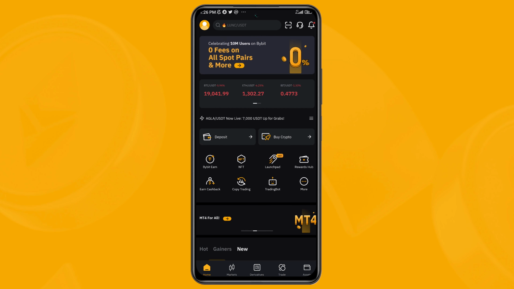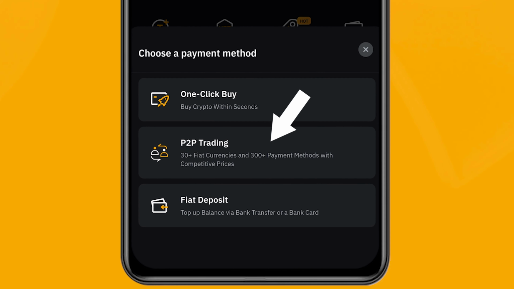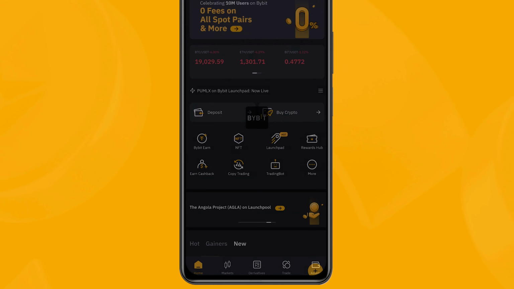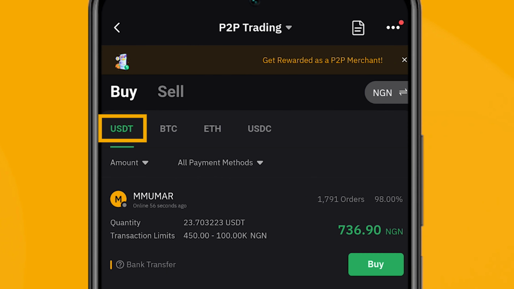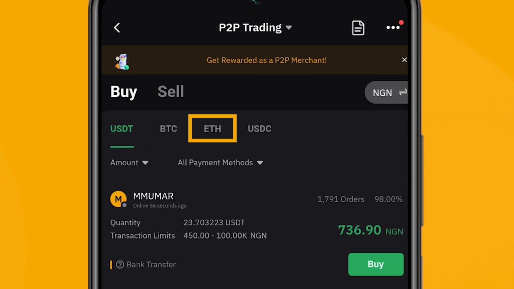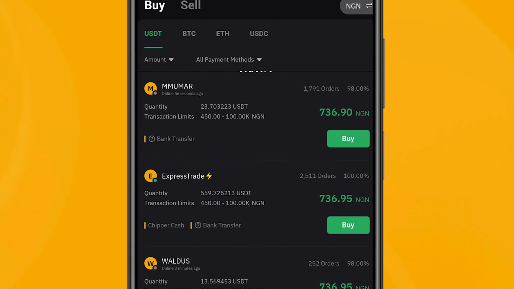There are two ways you can actually deposit money into your Bybit account. You can deposit from other exchanges, or you can buy through the P2P exchange. For us in Nigeria here, we can actually only buy from P2P. You cannot buy with your card. So if you head over to P2P, there are 4 coins you can buy on Bybit P2P. You can buy USDT, BTC, Ethereum, and USDC. They are very easy to buy. Just pick anyone you see here, click on buy.